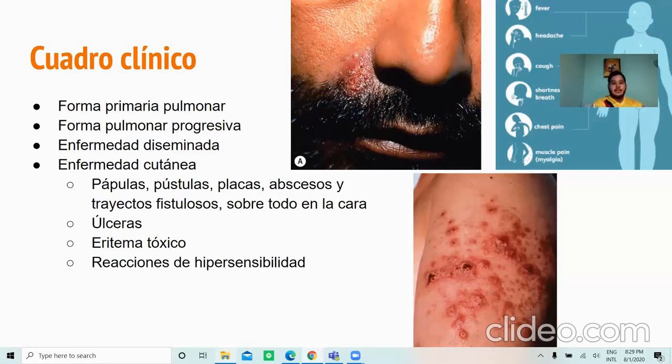Then we could see disseminated disease. It occurs in about 0.2% of patients with pulmonary disease. Mainly, you could see this form in immunocompromised persons, patients with diabetes, pregnant women, Filipino persons, or Black people.